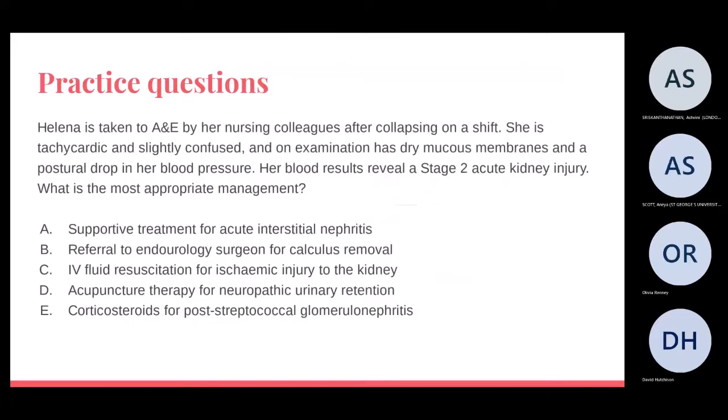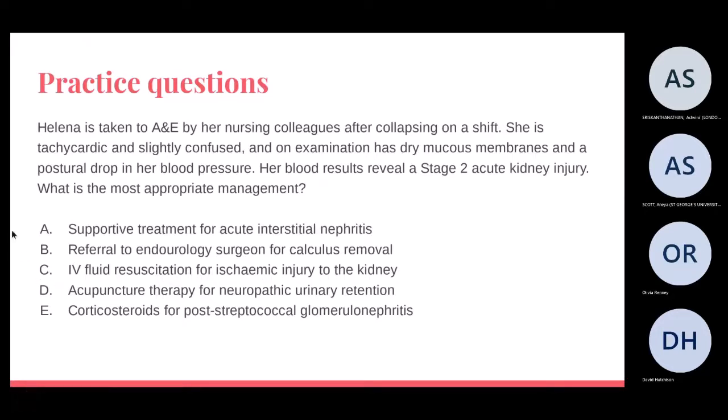Okay, so got some answers coming through in the chat. Someone suggested D could be beneficial. I'd just like to say that D is not a joke answer. They actually do use, well, not acupuncture, but they do use transcutaneous electrical nerve stimulation, which is basically like acupuncture, for various forms of neuropathic bladder injury. I used to work in urology clinics, that's how I know that. But yes, the answer to this question is not D.